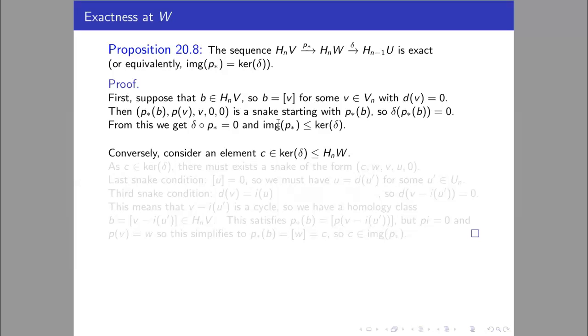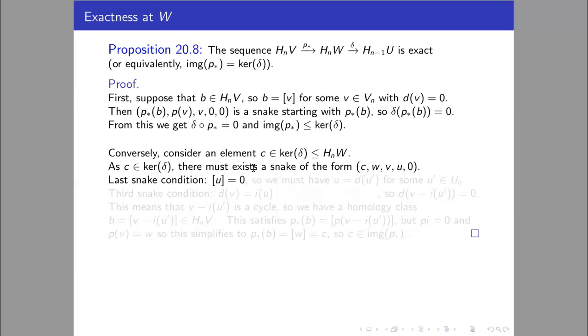So now we need to do it the other way around. So we've got C being in the kernel of delta. We need to prove that it's also in the image of p lower star. So C is in the kernel of delta. In other words, delta C is 0. According to the definition of delta, we're supposed to find a snake that starts with C and the end is delta C. So if delta C is 0, then there must be a snake like this, C, w, v, u, and then 0 on the end.